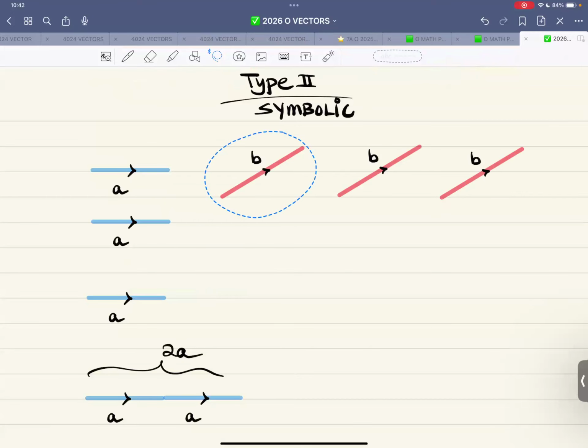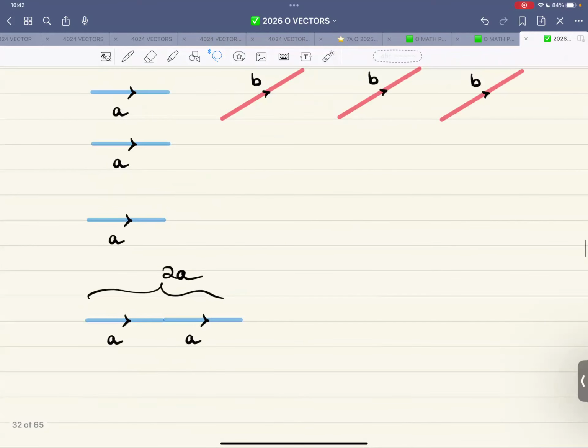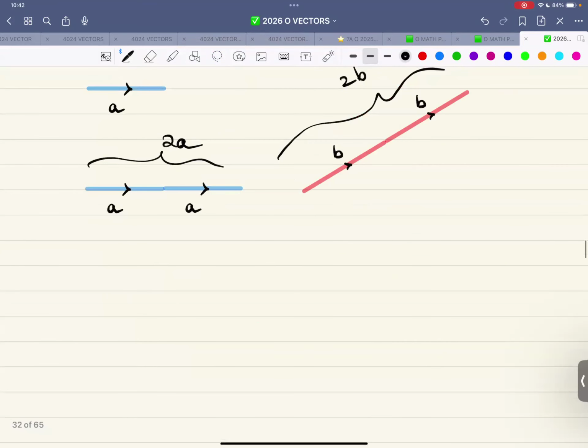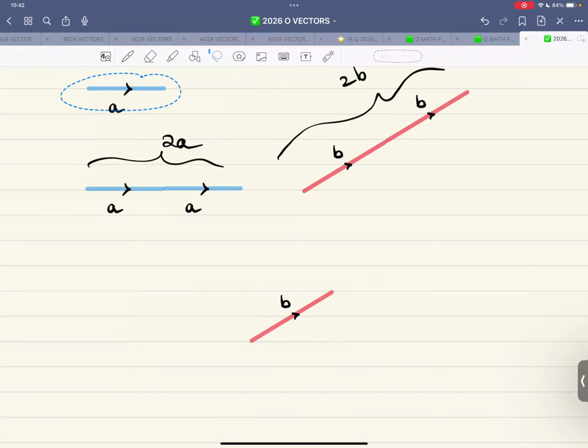Similarly, let me choose this vector and let me add another B to it. So now this is 2B. Now let me choose a B vector and let me add A to it. So either A can be written first, B later, or vice versa. Order does not make a difference.